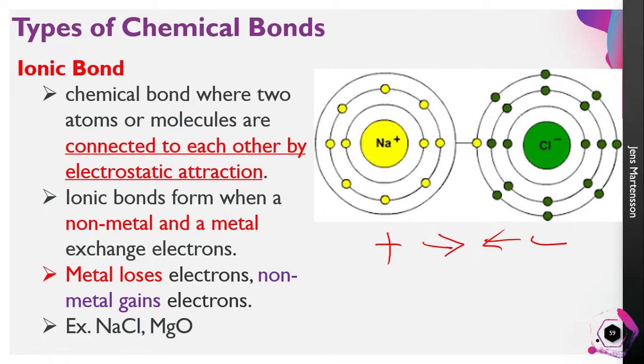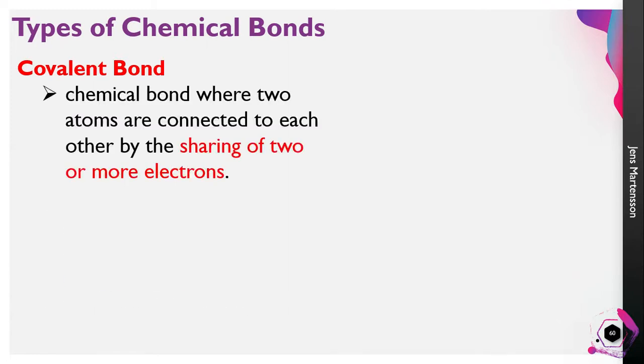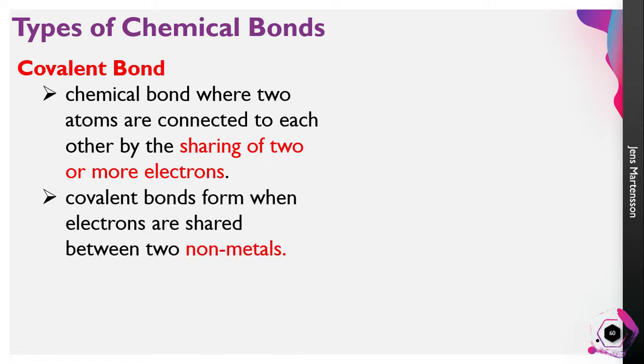The next type of chemical bond is what we call the covalent bond. When we say covalent bond, two atoms are connected to each other by the sharing of two or more electrons. Again, in ionic bond, one donates and one accepts. In covalent bond, nobody donates, nobody accepts, only sharing of electrons. Covalent bonds form when electrons are shared between two non-metals. Again, no metal undergoes covalent bonding, only non-metals. Examples of compounds formed by covalent bonds are carbon dioxide, water, methane, and butane.